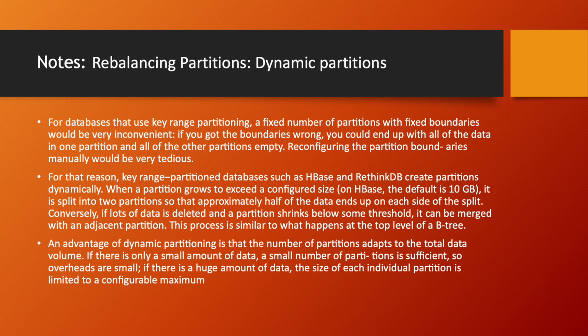For that reason, key range databases such as HBase and RethinkDB create partitions dynamically when a partition grows to exceed a configured size. On HBase, the default size is 10 gigabytes. It is split into two partitions so that approximately half the data ends up on each side of the split. Conversely, if lots of data is deleted and a partition shrinks below some threshold, it can be merged with an adjacent partition. This process is similar to what happens at the top level of a B-tree.